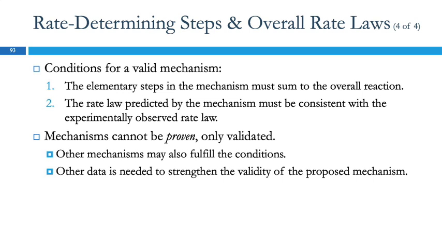So there are conditions for a valid mechanism. The elementary steps in that mechanism have to add up to the overall reaction. And the rate law predicted by the mechanism has to be consistent with the experimentally observed rate law. So if these two conditions are true, then we have a valid or validated reaction mechanism.